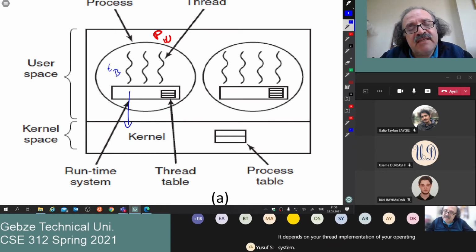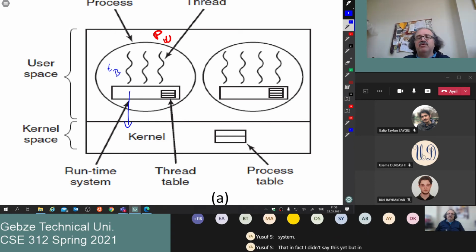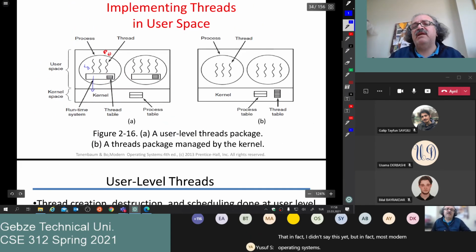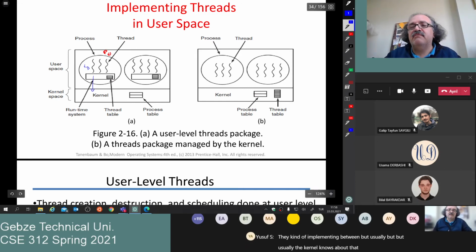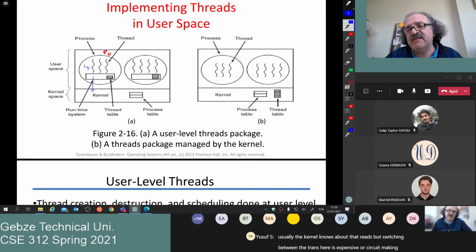In fact, I didn't say this yet, but most modern operating systems implement something in between, where usually the kernel knows about the threads. But switching between the threads there is expensive. Also, making a new thread is expensive. So they implement a hybrid approach, and we are going to talk about it.